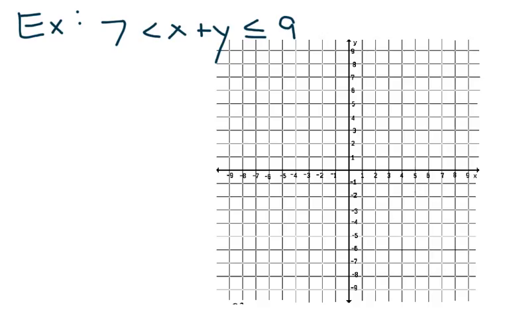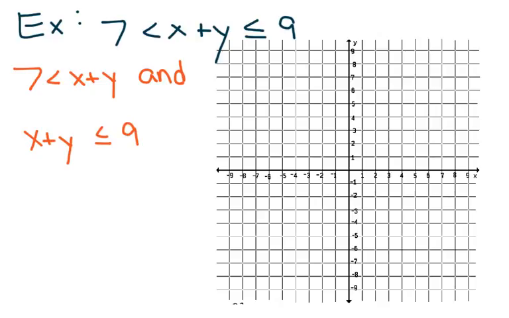We also learned about graphing compound inequalities. Remember, we talked about compound inequalities when we were talking about piecewise functions. We're going to separate this into two separate inequalities. So we're going to graph two lines. We're going to graph 7 is less than x plus y, and we're going to graph x plus y is less than or equal to 9. So let's graph each of these independently and start with 7 is less than x plus y.